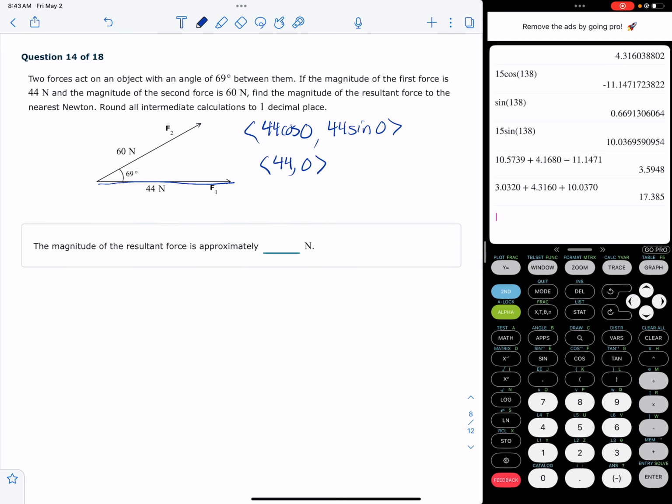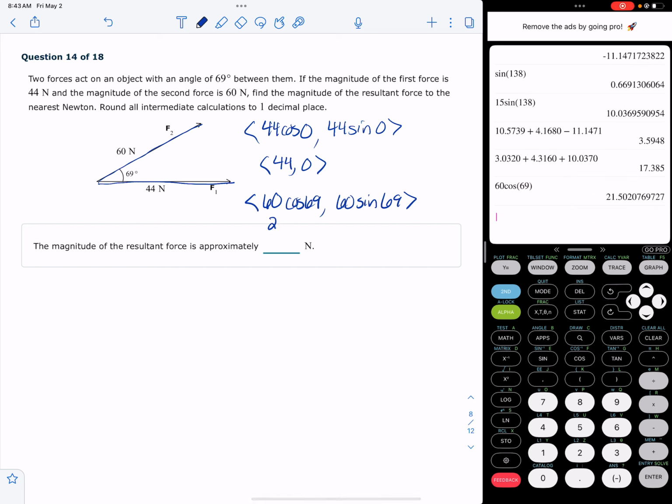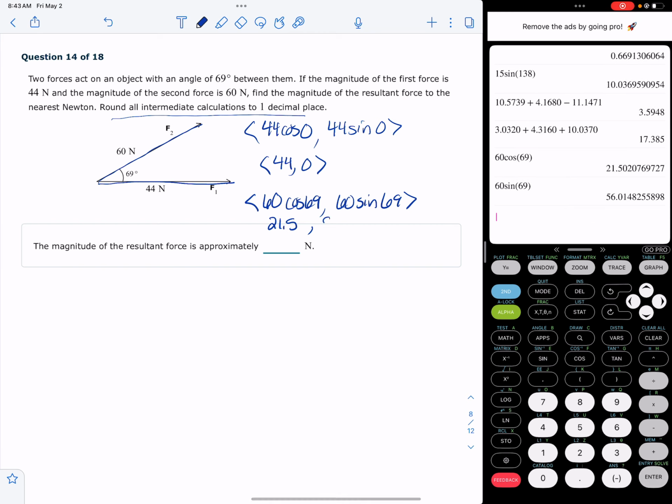And then the second force would be 60 cosine 69 and 60 sine of 69. It says round all intermediate calculations to 1 decimal. So you get 21.5 and 56.0.